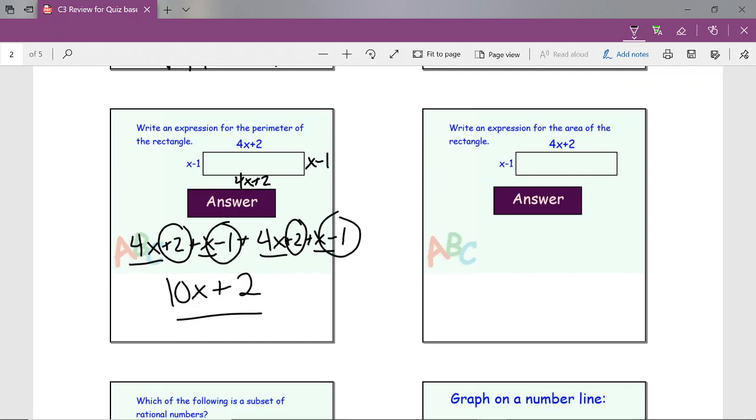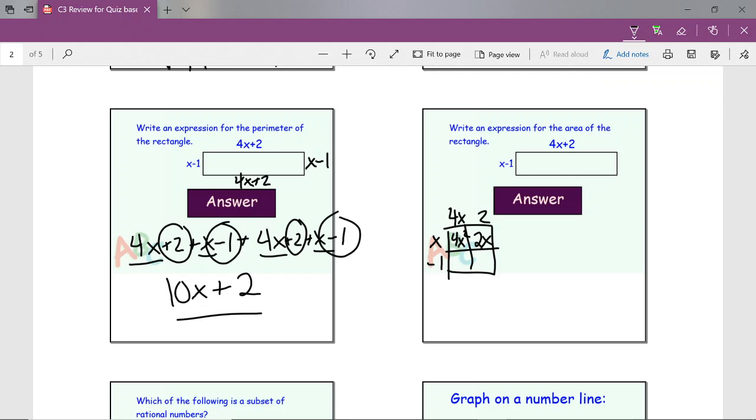Same rectangle here, but now we want to find the area. This is when you would use something like FOIL or an area model or rainbows and smiley faces. Regardless of what you do, we need to get the area of this. I will show the rectangle. So I would label this with 4x and 2, just the dimensions of that top, and x minus 1. Then I just have to find the area of each of these smaller squares. So 4x times x is 4x squared. 2 times x is 2x.